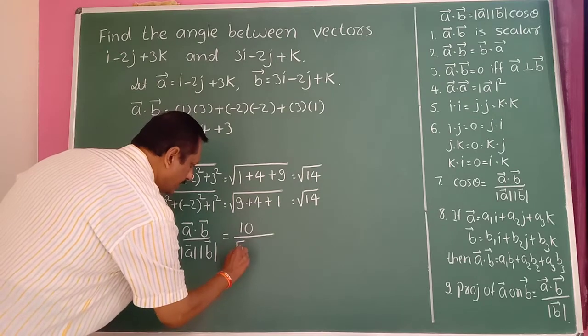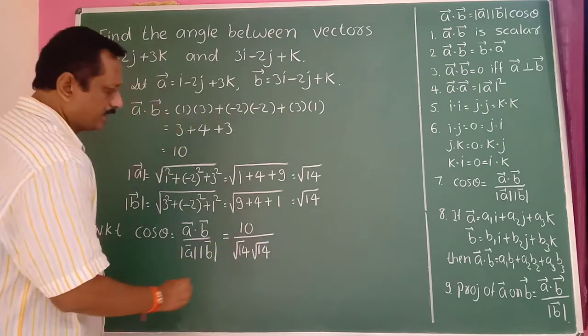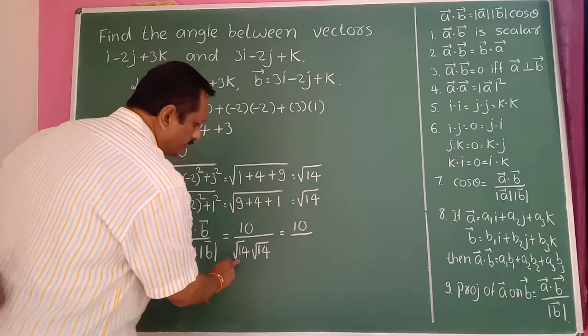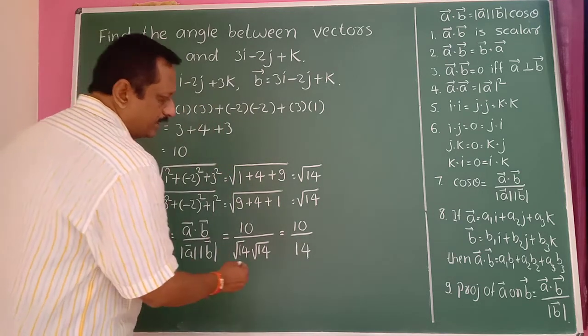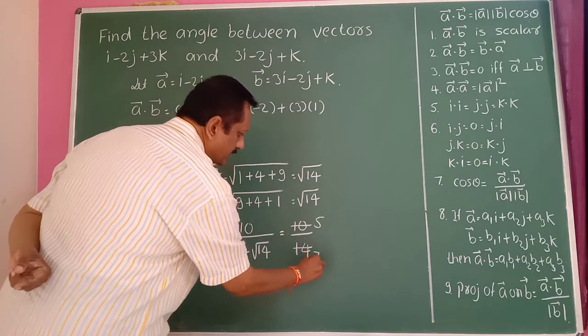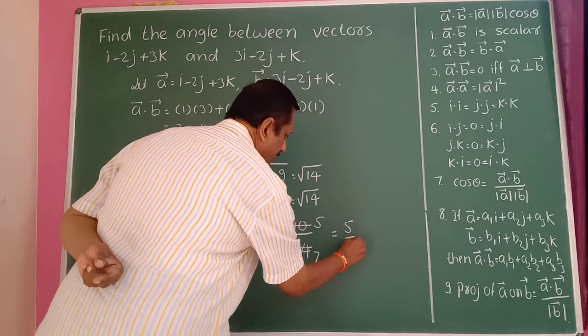Hence root of 14 into root of 14 here. Therefore this is equal to 10 divided by root 14 into root 14, which is 14. Then you can cancel here: 2 5s are 10, 2 7s are 14.